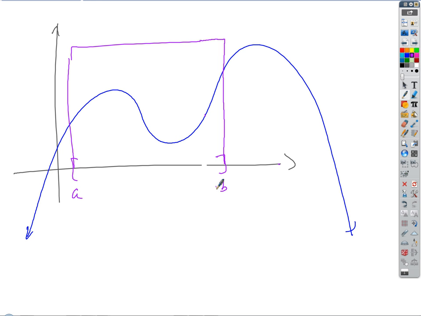There's our closed interval, right? We're going to ignore everything else. So we're only going to look on that closed interval. I want you to describe a couple things. Okay?